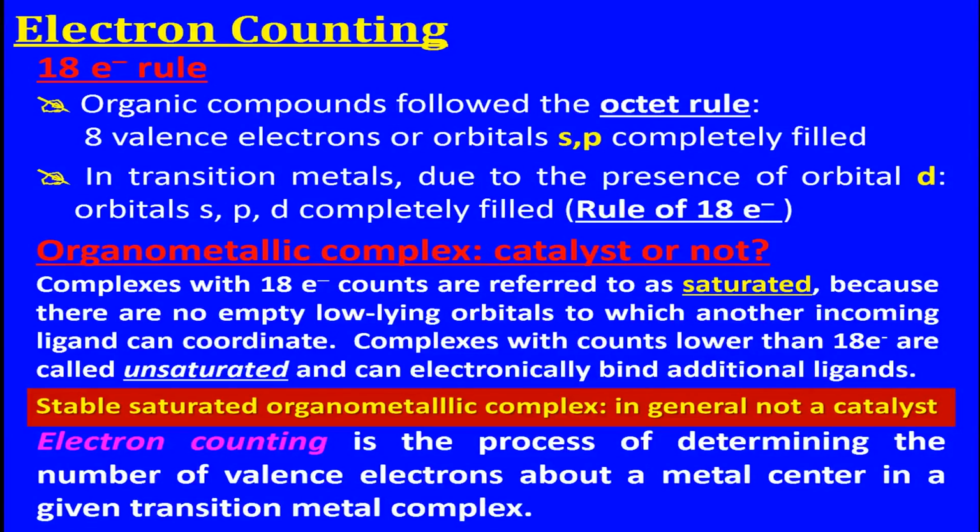The electron counting in organometallic chemistry is very important to predict the properties of the compound, of the complex. If the organometallic complex is saturated, in general, it cannot act as a catalyst. In organic chemistry, the compounds follow the octet rule because we have the s and p orbitals completely filled. In transition metals, due to the presence of d orbitals, we extend the octet rule to the rule of 18 electrons.